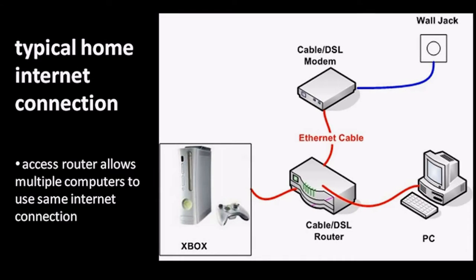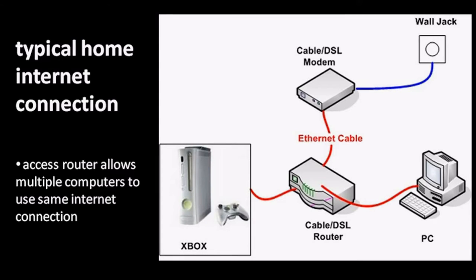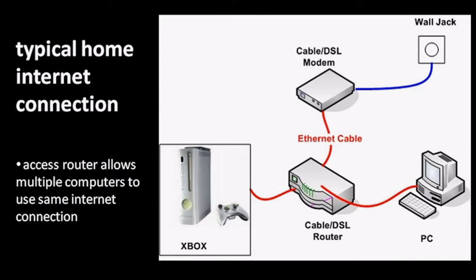To connect devices to the access router, you can use Ethernet cable, though almost all access routers these days are also wireless, so if your device supports a wireless connection, you can just use that. Now, even if you just have one device you wish to connect to the internet, you still should use an access router for reasons having to do with security, which we'll talk about in a later unit.